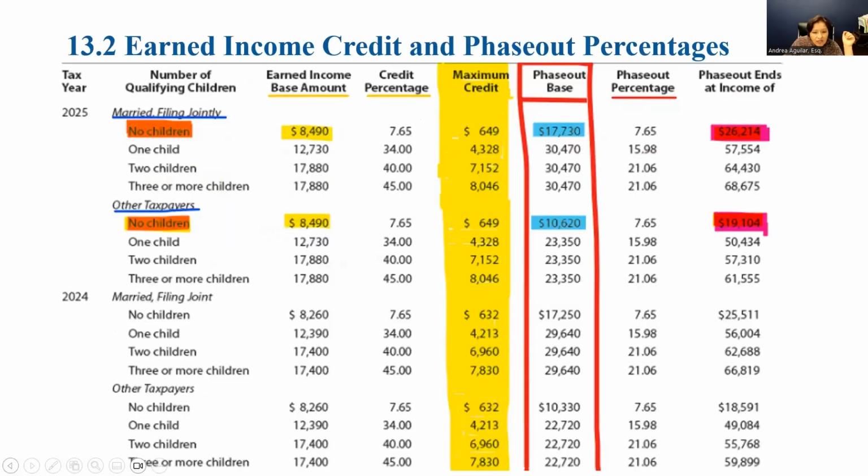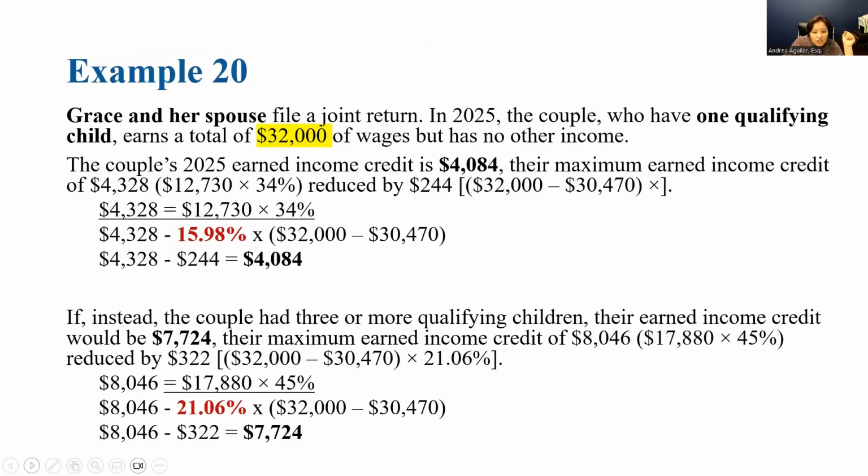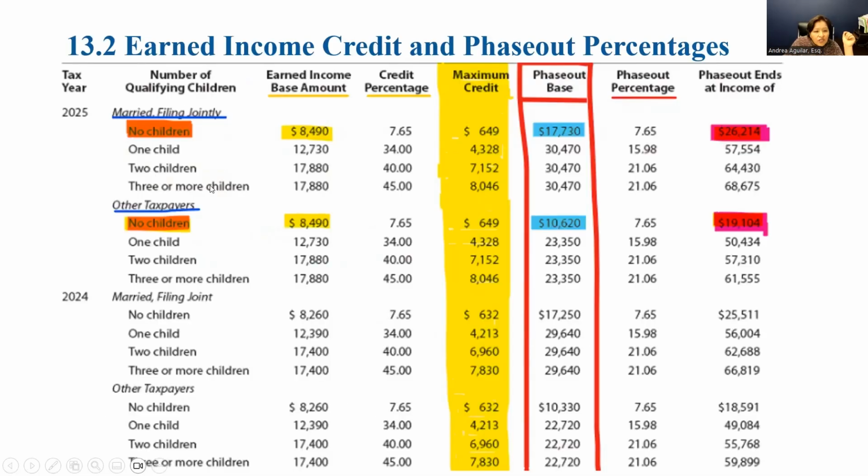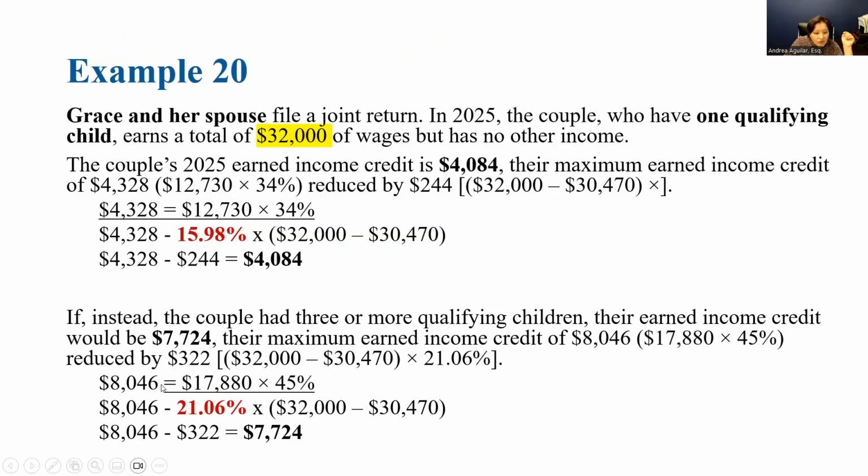Let's go back to the table. This is a couple with 3 children. So couple with 3 children, what is the maximum amount of the credit? 8,046, okay? Which is the result of multiplying the earned income base amount times the credit percentage, that gives us the maximum credit of 8,046. Great. Now, this amount needs to be reduced by the particular phase out percentage times the excess over the phase out base.